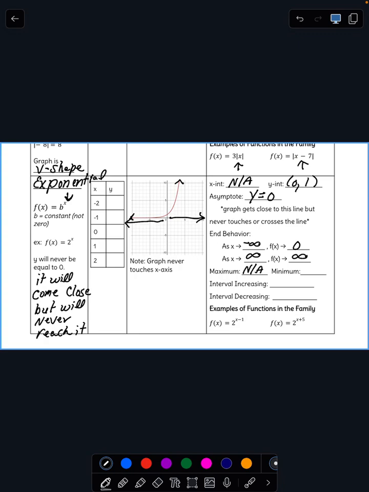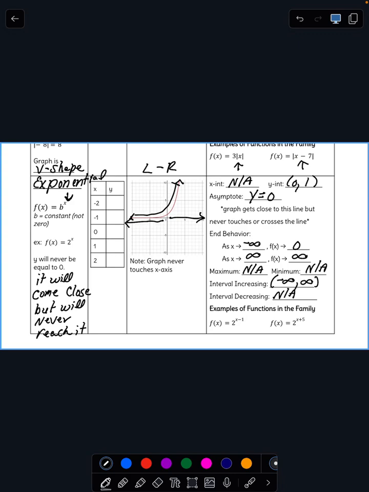So again, we're not going to have a maximum and minimum. But let's look at interval increasing. Well, the whole interval from left to right is increasing. It's never decreasing. So it's going to go from negative infinity to infinity, and it's never decreasing.